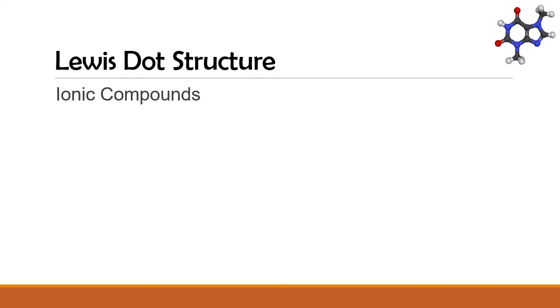Drawing the Lewis dot structures for ionic compounds is not the same as that for covalent compounds, but the concept of fulfilling the octet rule remains the same. Remember that in ionic compounds, the cation loses its valence electron to the anion. Let's use potassium iodide, calcium chloride, and iron 3 oxide as examples.